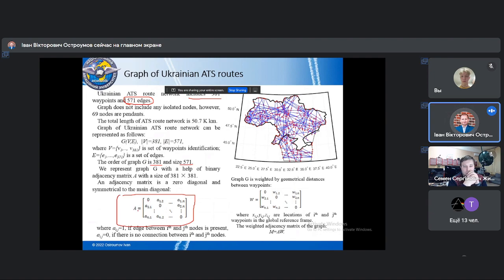However, it is just a representation. It is a binary matrix, which represents the relations in our graph. And for detailed analysis, we also use weighted adjacency matrices, weighted by distances between waypoints or lengths of edges.